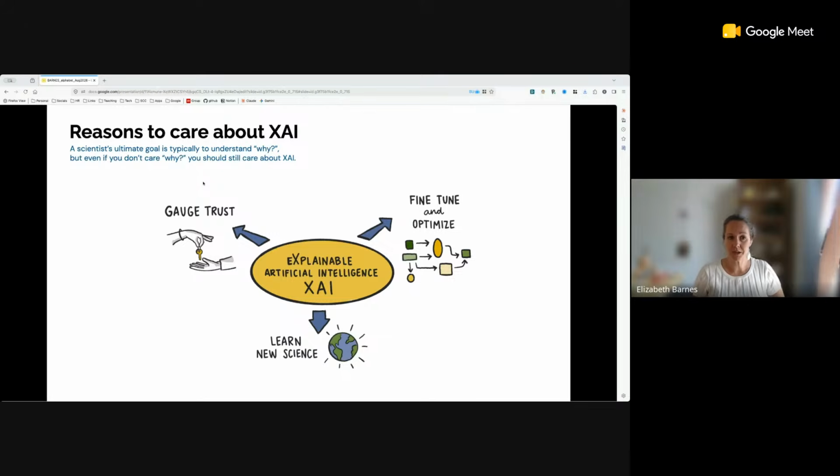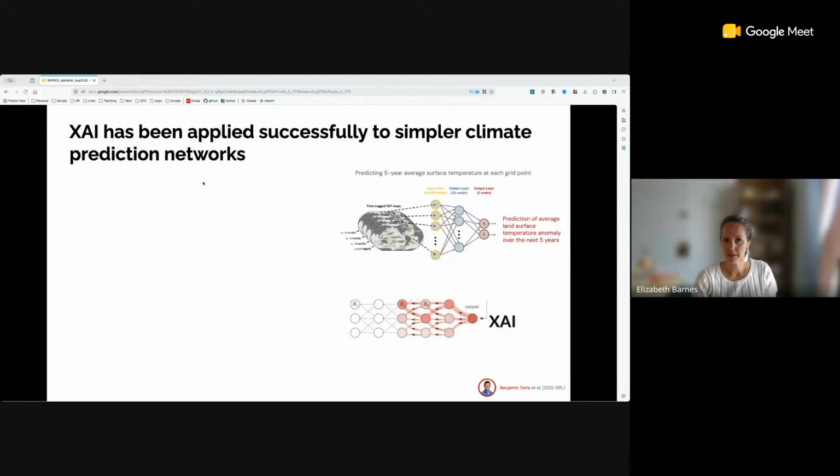We know what it should be looking for or certain signals, and if it's not using those, we can go back and fix it. And then finally, of course, as scientists, we just want to learn new things, and maybe the data-driven model can learn something that we haven't been able to before. And of course, now I have to be careful. Our ultimate goal is to understand causality, and XAI does not give causality, let's be very clear, but it's a great step in the right direction and certainly opens up the conversation of what to try next.